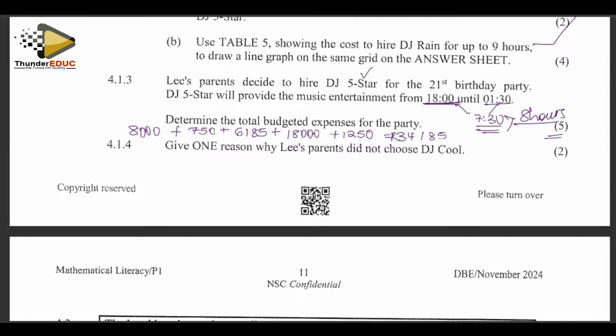It's 5 marks because you had to calculate this money correctly. First, you have to look for the hours of the DJ. You're using 8, yet they're going to spend 7 hours and 30 minutes. Why do we consider 30 minutes? Because they're saying part, they are all. Give one reason why these parents did not choose DJ Cool.